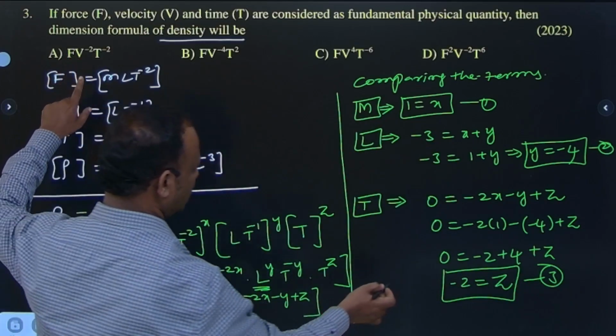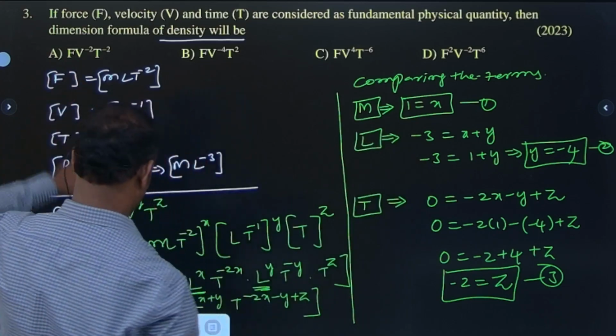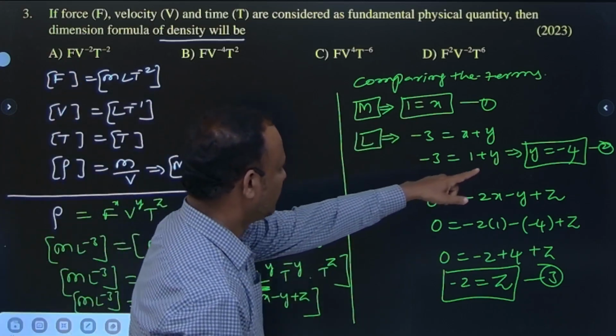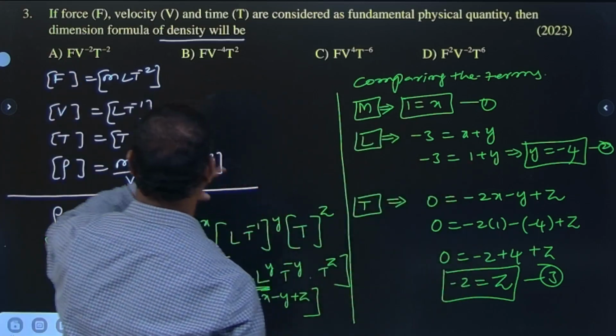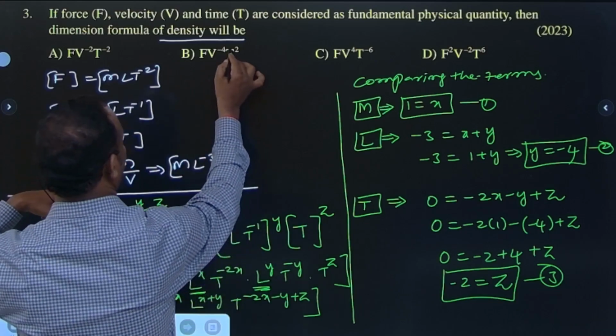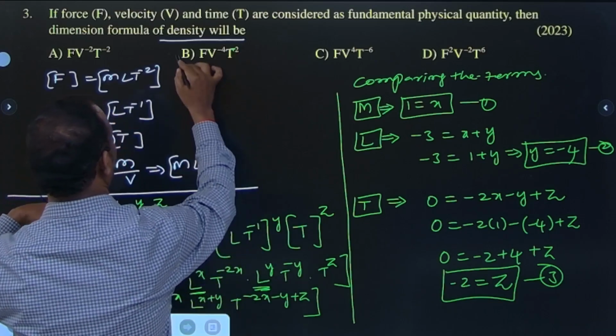Now we can check the powers. First one, X is 1. Next, Y is minus 4. Next, Z is minus 2. So the option is B.